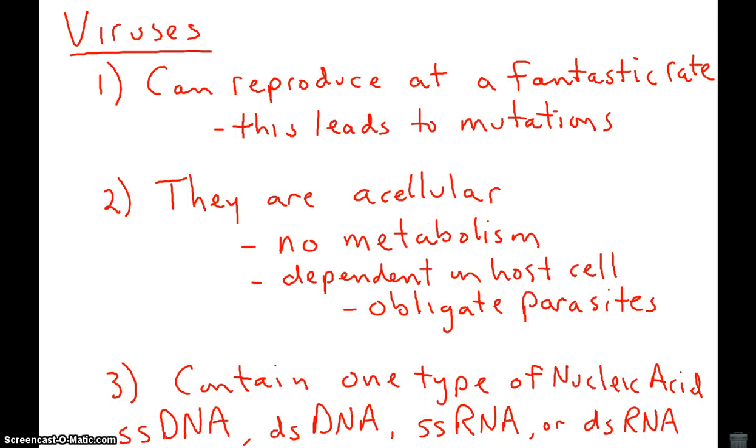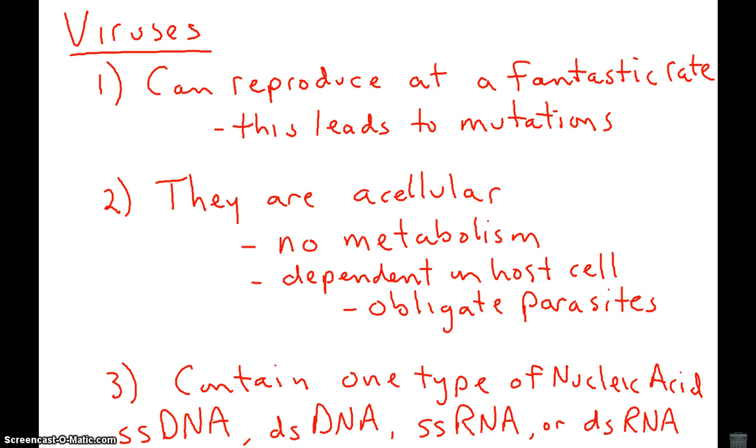Well, they're not living by themselves, but they can reproduce at a fantastic rate, and this leads to mutations, and this has given them an incredible number of viruses worldwide. Number two, they are acellular. So they're not cells, they don't have their own metabolism, and they're dependent upon host cells. That means that they're obligate parasites. They can't reproduce unless they infect and take over a host cell's machinery.